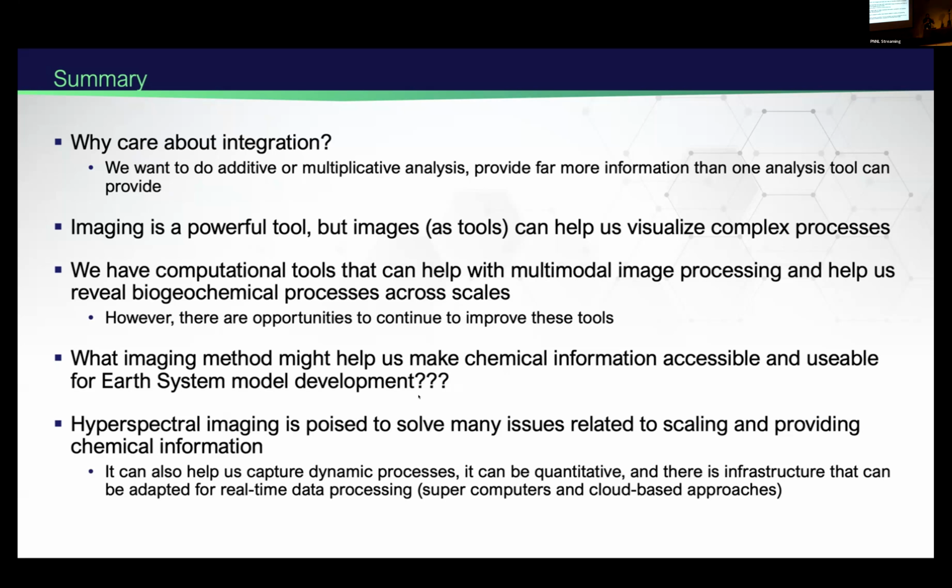So there's a lot of ways that we can already use that. Depending on what wavelength we're using, we can get a lot of chemical information, and that can help us at least anchor some of the other types of modalities and imaging that we're doing, whether it's electron microscopy or mass spectrometry imaging. I think that's one reason why I think it's poised to be very valuable in solving many of these issues. It can also help us capture dynamic processes, as Tomas brought up, and it can be quantitative. And there is infrastructure, maybe we're not using it, but there is at least ideas of infrastructure that can be adapted for real-time processing of this information. And with that, that's all I have.